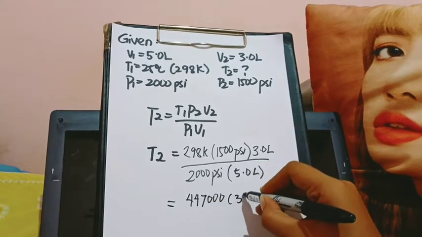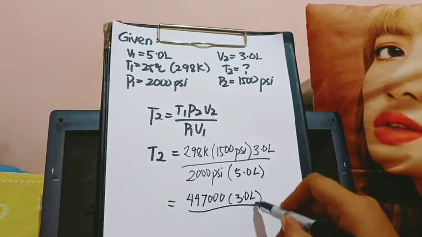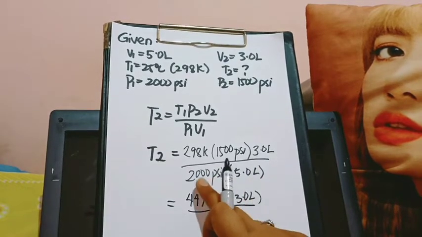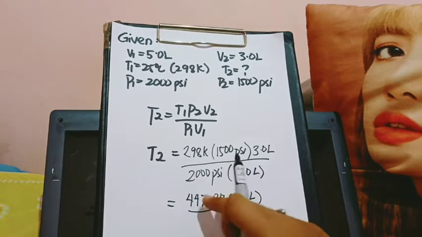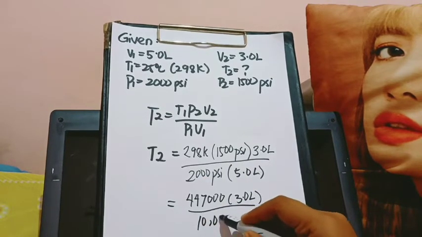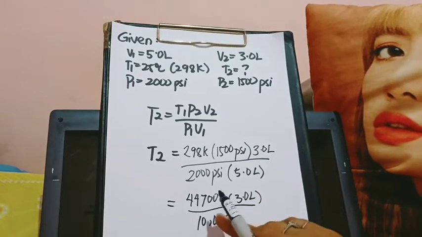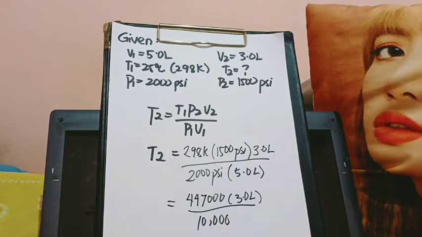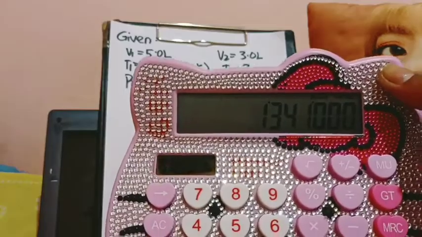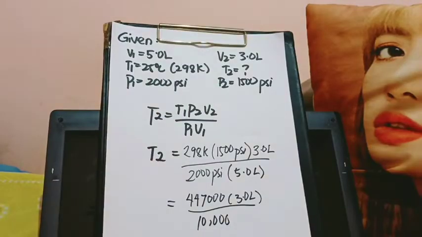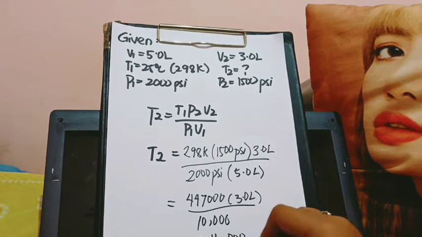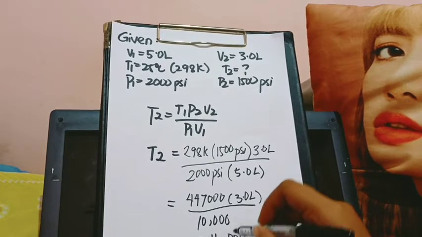So 447,000 times 3.0 liter, over 2,000 times 5.0 liter. So 2 times 5 is 10. Add 3 zeros, 10,000 po. Then 447,000 times 3 is equal to 1,341,000. So 1,341,000 divided by 10,000.